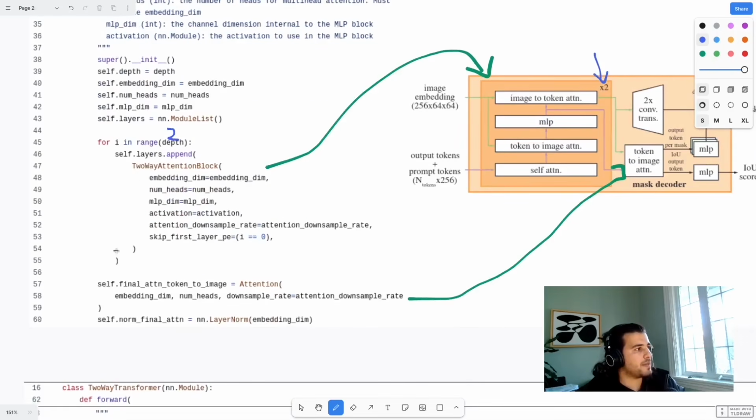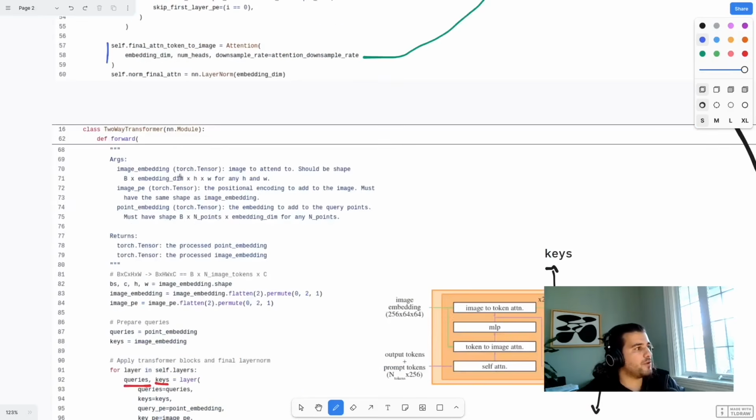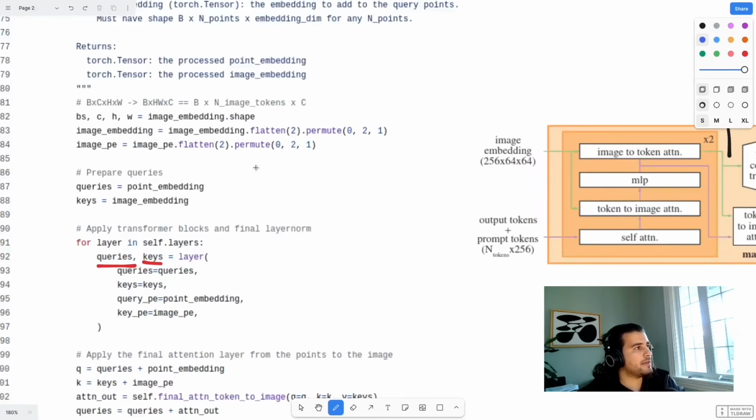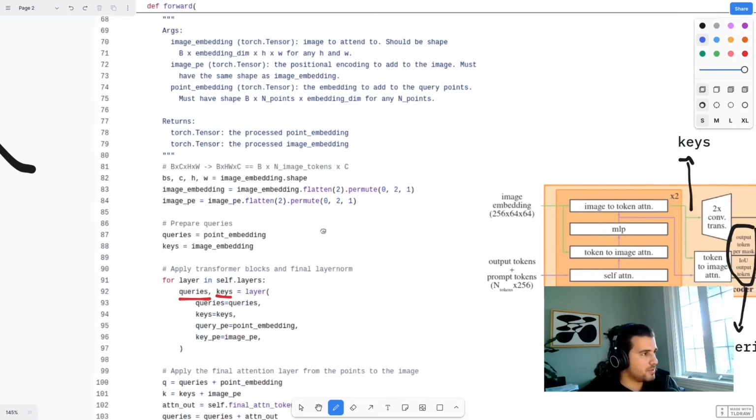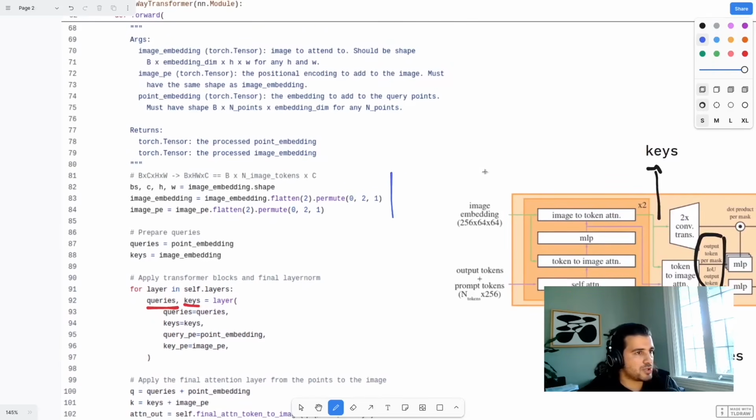That part, we're going to go through in a bit. But this part, the final attention token to image, is this part. If we go a bit down in the forward, here's what's happening. We're very deep now, and it starts to get a bit abstracted away, but don't worry too much. Here we're just normalizing the format of the stuff a bit.